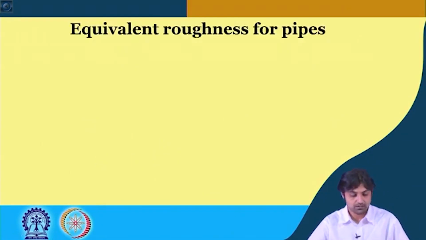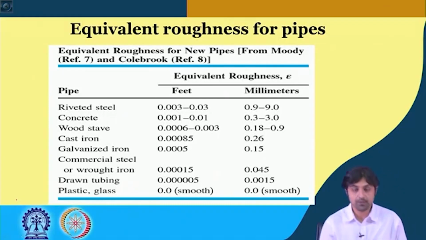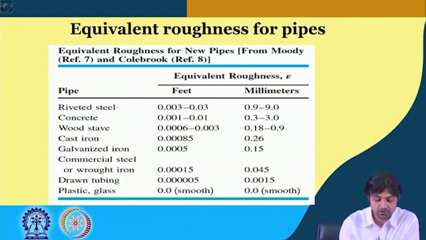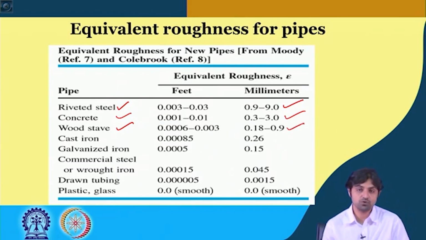Moving ahead. Before we close this class, I would like to take up what is the equivalent roughness for the pipes, epsilon. Epsilon is a material property, and it can be obtained for practical purposes from tables like this. Here, for riveted steel epsilon varies from 0.9 to 9.0. Concrete, it is 0.3 to 3.0, and wood stave, for example, 0.18 to 0.9. So for every type of pipe, a corresponding epsilon will be told to us.